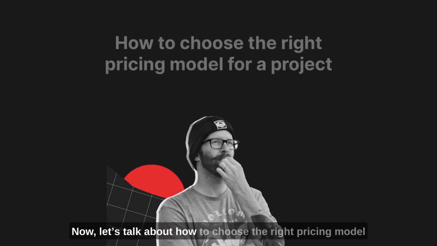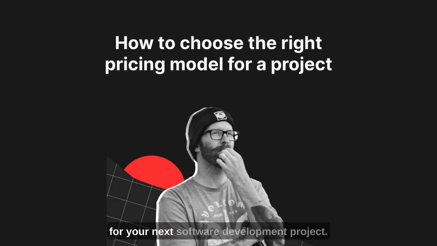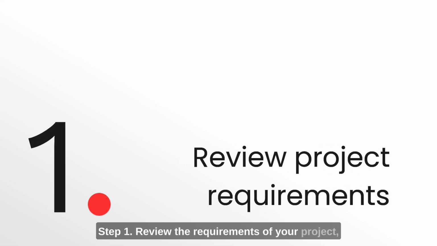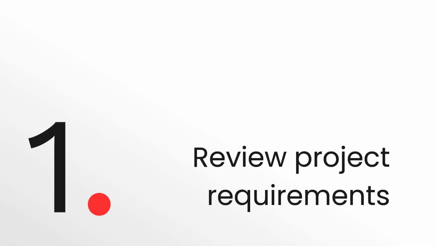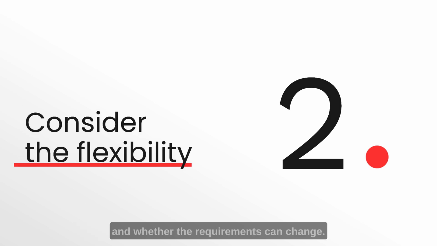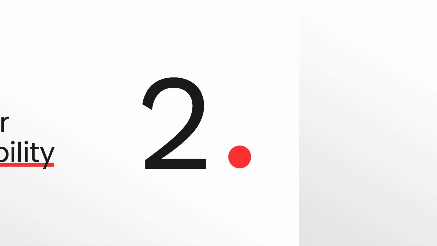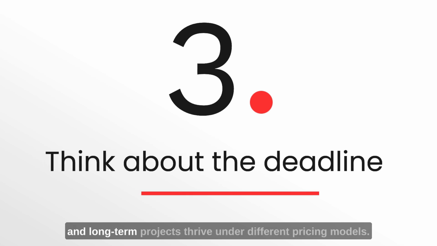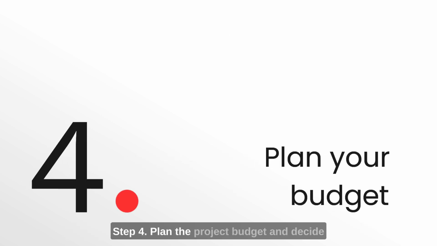Now, let's talk about how to choose the right pricing model for your next software development project. Step 1. Review the requirements of your project, mainly the scope and the size. Step 2. Consider the level of flexibility your project needs and whether the requirements can change. Step 3. Think about the deadline, as short-term and long-term projects thrive under different pricing models. Step 4. Plan the project budget and decide whether it should be fixed or flexible.